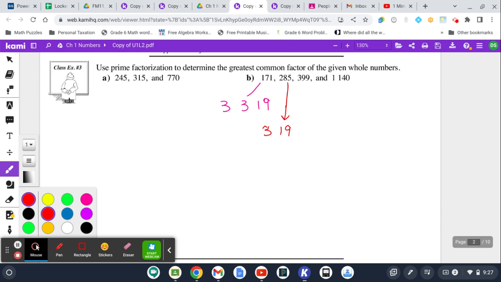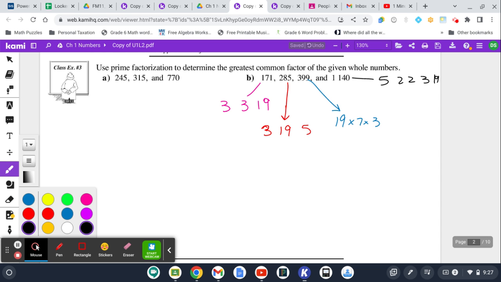Oh, this is gonna be an easy one. 19 and 5. Okay. How about for 399? 19, 7, and 3. And 1140? 5, 2, 2, 3, 19. Okay. There's your factors. Right? Did them for each one.